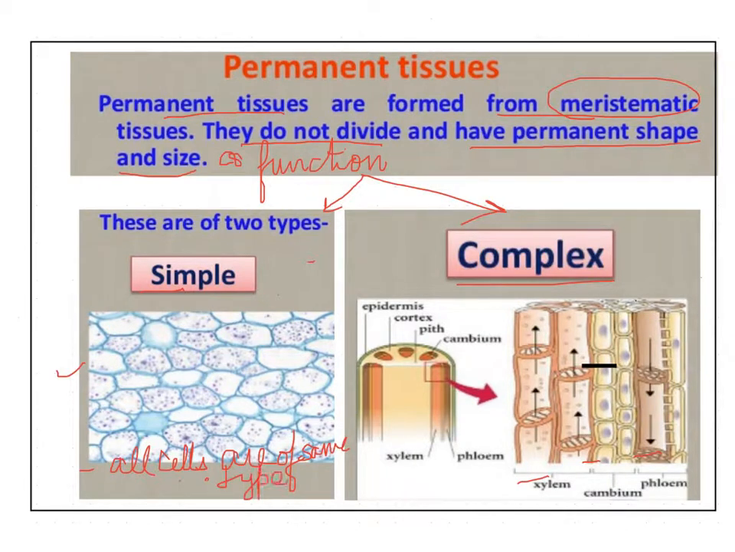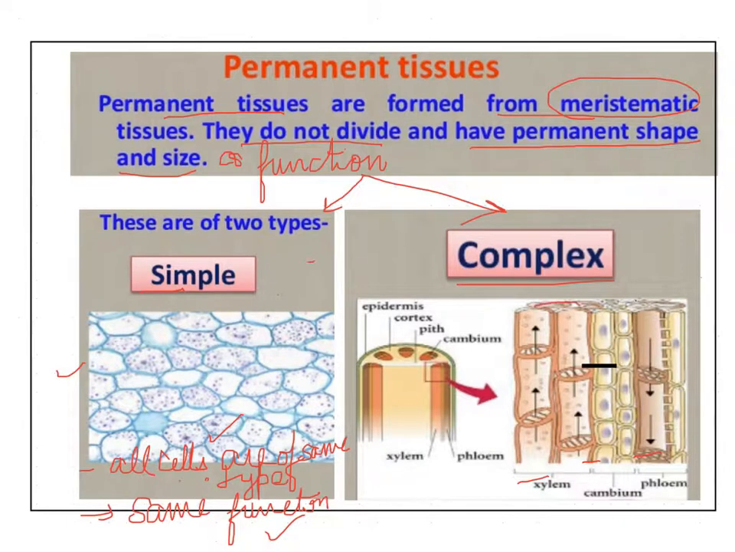Now, since all cells are of the same type, they perform the same function. ठीक है? जो आपके simple tissue है, उसमें सभी cells एक जैसे होते हैं और सभी cells का एक ही function होता है.